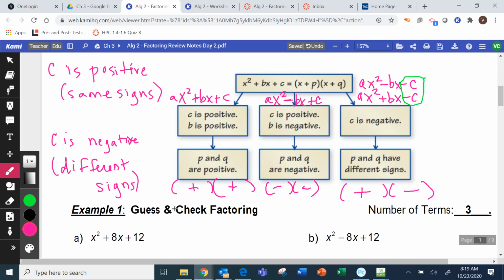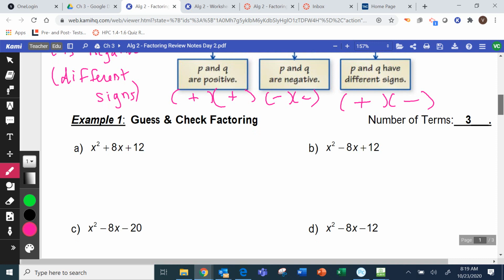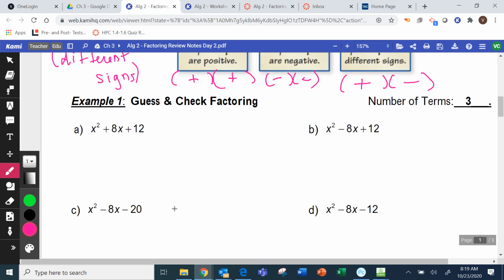So to be good at this, you have to know things like, number 1, what signs will we have when we factor this out if they both start as positive? What signs will be in my parentheses when I'm done? They're both plus signs. First step.